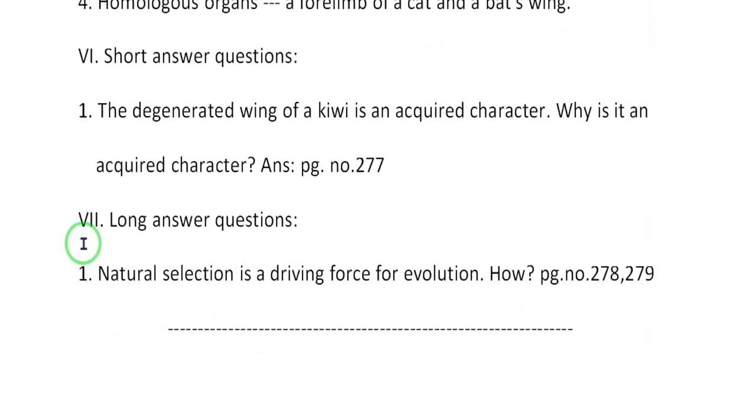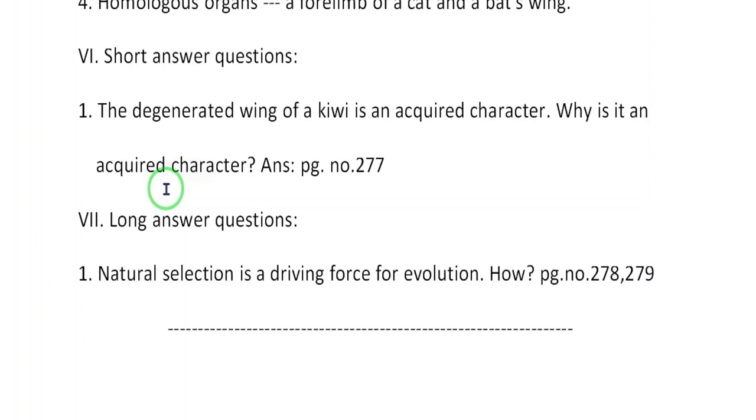Next, Roman number 4, short answer questions. Question number 1. The degenerated wing of a kiwi is an acquired character. Why is it an acquired character? Answer, page number 277. So what are the points I am reading? You only have to mark those points. Okay, page number 277, right side.